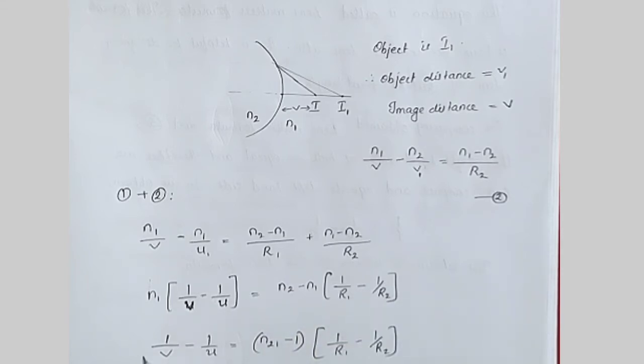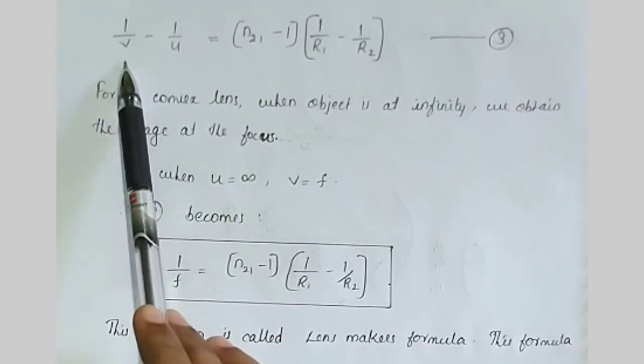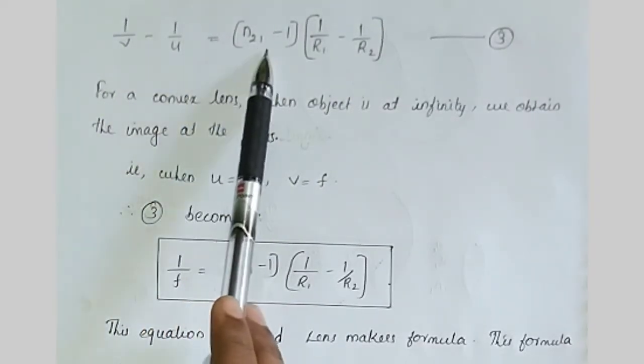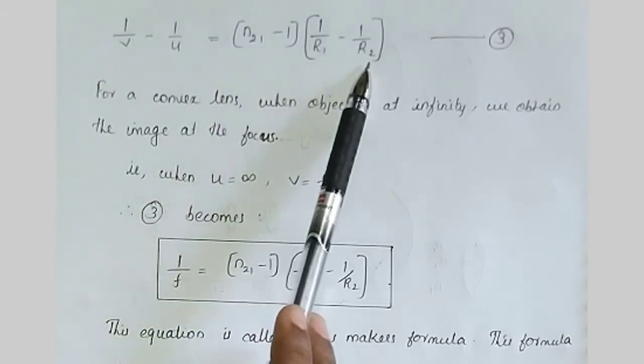And now, on dividing throughout by n1, we obtain 1 by v minus 1 by u is equal to n21 minus 1 into 1 by r1 minus 1 by r2. So, the relation now obtained is 1 by v minus 1 by u is equal to n21 minus 1 into 1 by r1 minus 1 by r2.